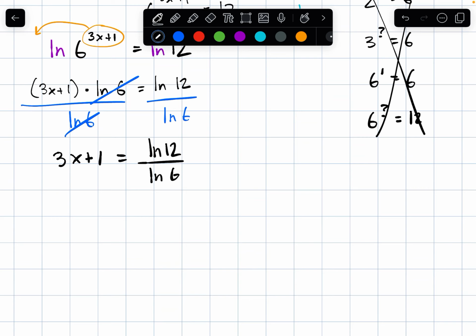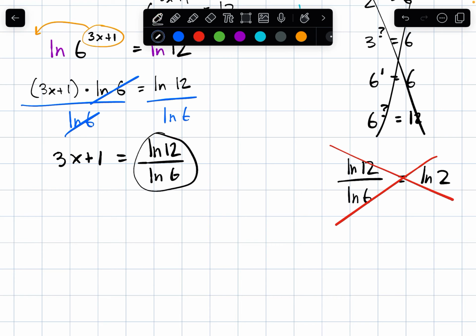One common mistake that I see all the time is people like to say that the ln of 12 divided by the ln of 6 equals the ln of 2. This is incorrect. That is not true. You cannot do that, so don't even think about it. That's not how this works. You can't just divide the 12 and the 6 and get 2. So you have to leave it like this.